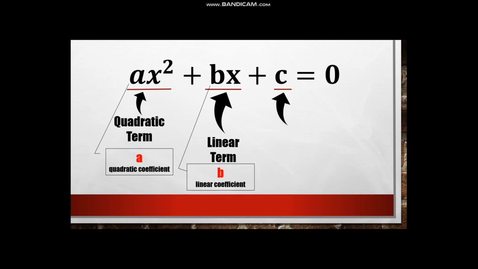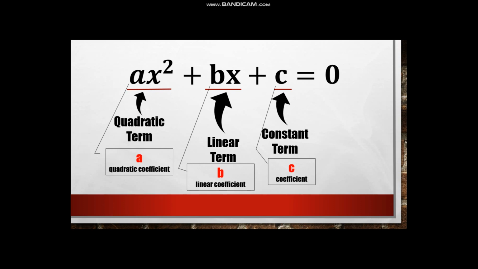And lastly, the last term is known as the constant term. The constant term consists of a constant only. There is no variable on the constant term. And that constant term is also the coefficient.